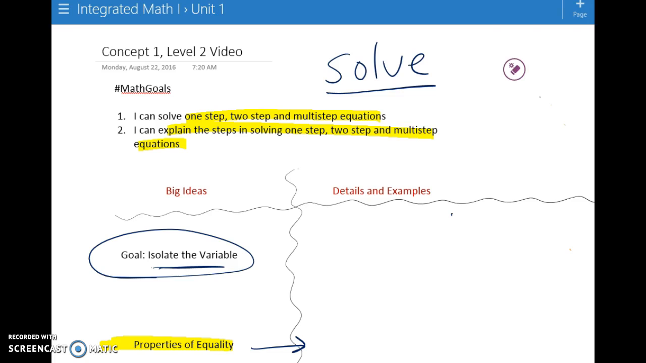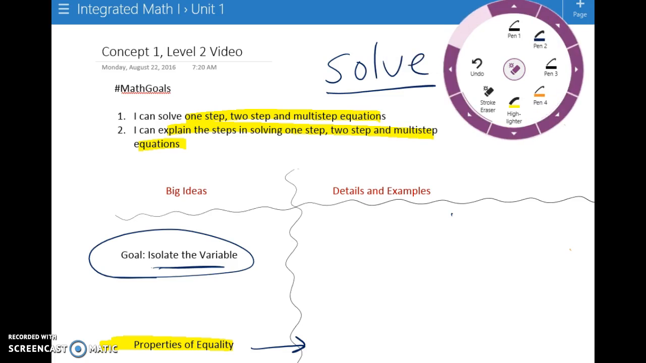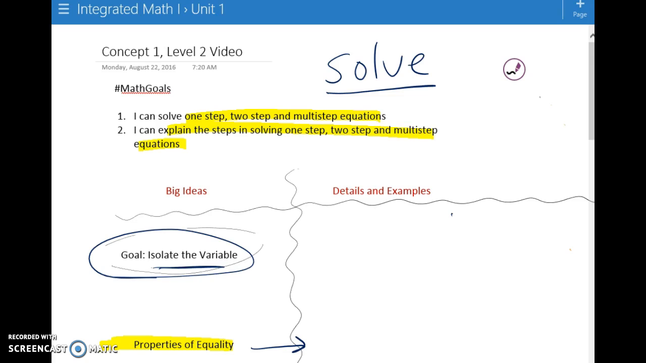So remember, we're talking about solving, okay? To solve is, and this is our first big idea, to isolate the variable. We want to get the variable in the equation alone. So to isolate is to get the variable alone. That is our goal.